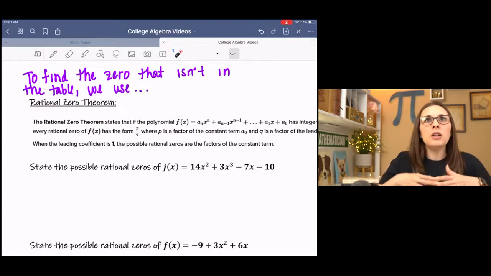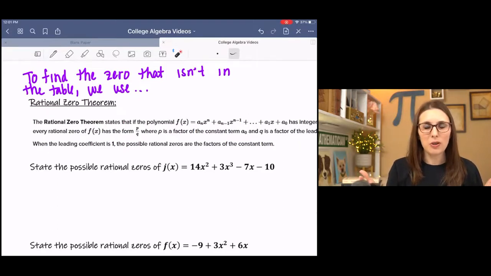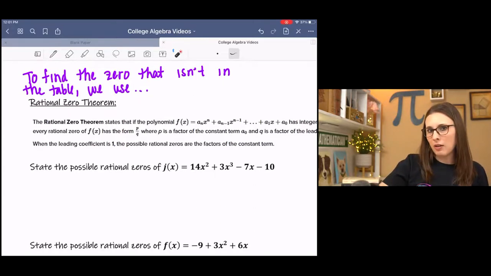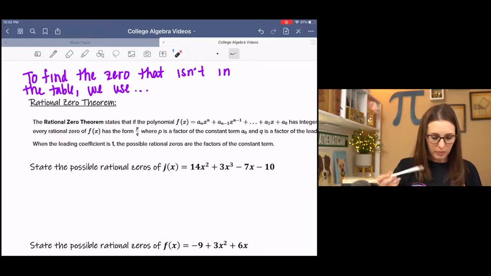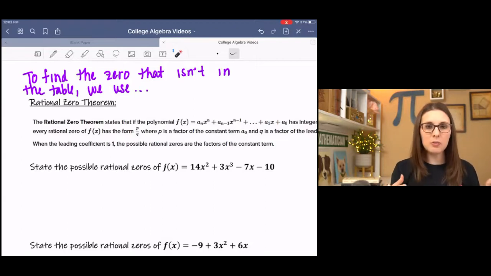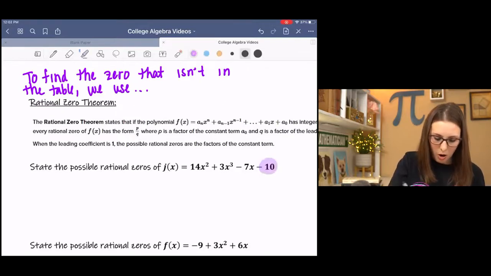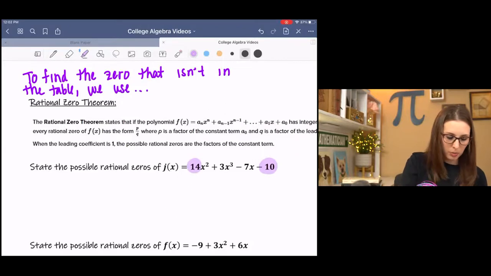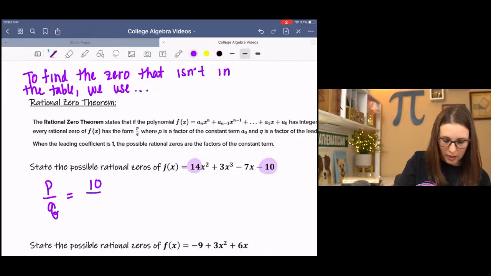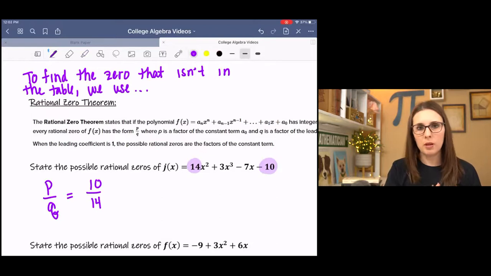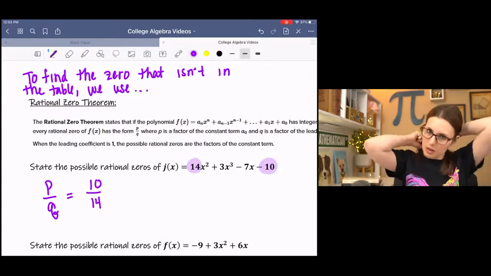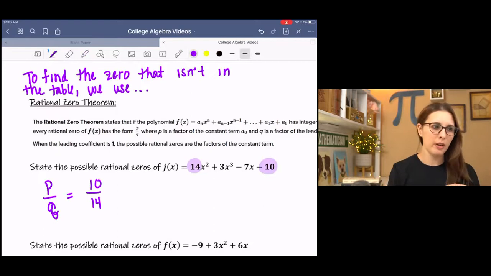There are an infinite number of rational numbers, so you could never figure it out just by guessing and checking. But we could narrow down those values using this theorem. The theorem states that you take the constant over the leading coefficient, P over Q. The constant is negative, but for this particular thing, I'm just going to leave the negative off because it doesn't really necessarily make a difference in the next step.